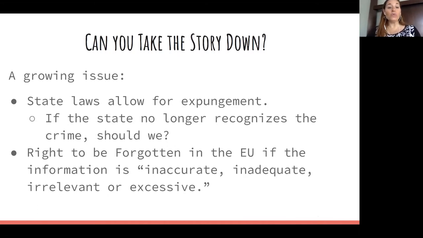So in the US, I know, and worldwide, this is something that is a growing issue. The growing issue is that there are laws that will allow for charges to be expunged. So the question is, if the state no longer recognizes the crime, should we, and should the publication, write about it? That's an argument. If someone is able to get their crimes to go away from the legal system, why can't they get it to go away from Google? In the EU, they have the right to be forgotten, where if information is inaccurate, inadequate, irrelevant, or excessive, people have a right to ask for it to be removed.